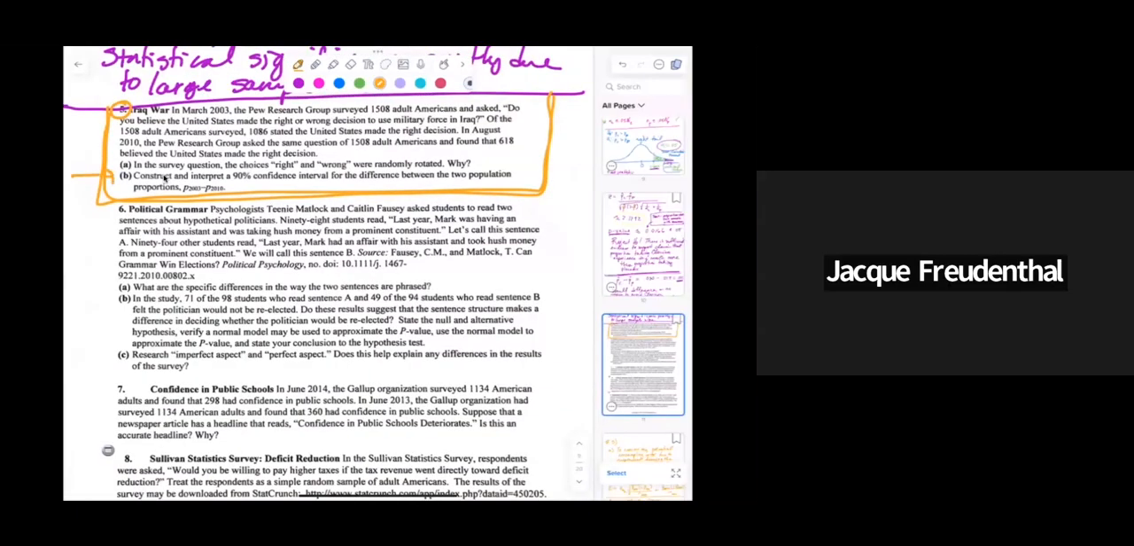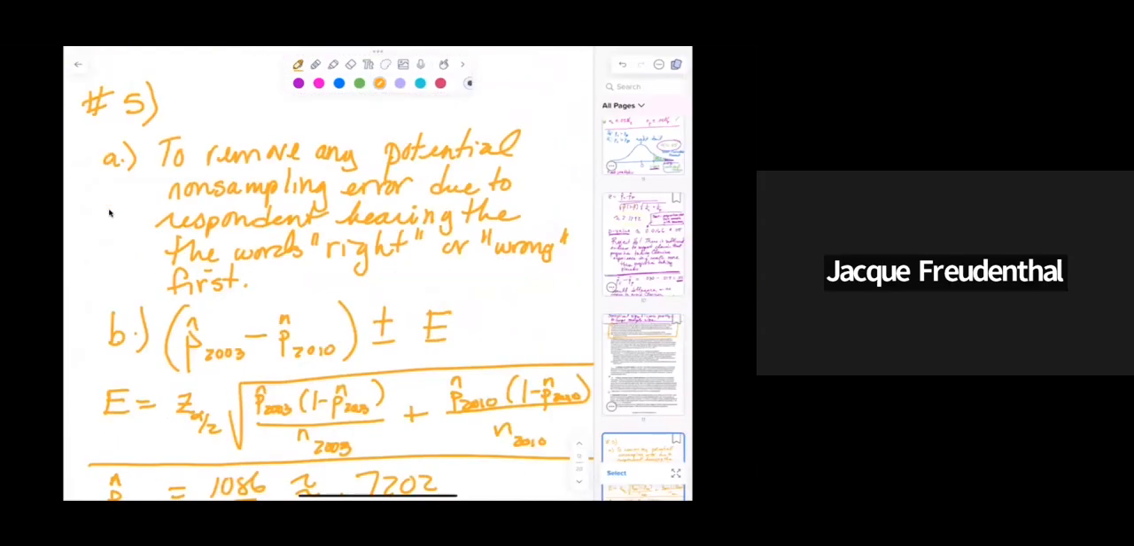Okay. So now moving on to part C, construct and interpret a 90% confidence interval for the difference between the two population proportions. So I know on part B, what I am trying to find is the difference. So that's my statistic, my sample, the difference p hat of 2003 and the proportion of 2010. So the difference between those two, adding and subtracting the error to get my confidence interval.